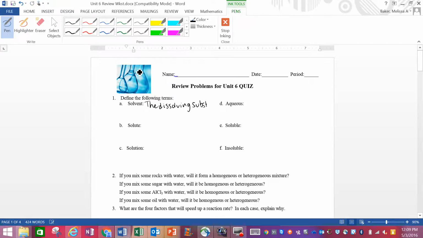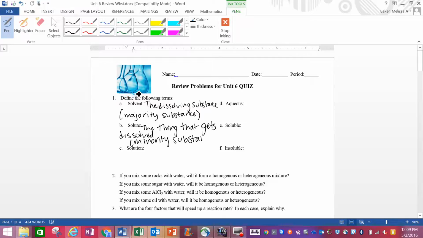The most popular solvent is water. Also there's usually more of this than the thing that you're trying to dissolve, so it's also called the majority substance in solution. Versus solute is the thing that gets dissolved. So the dissolved substance, in other words. It's also known as the minority substance because there's less of it. So again, if I throw salt in some water, salt is the solute, the water is the solvent.